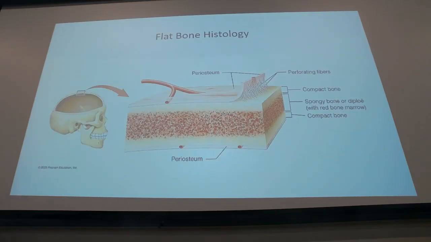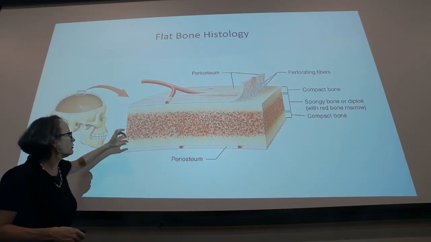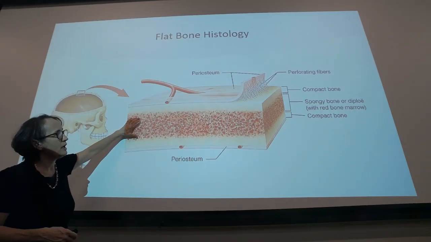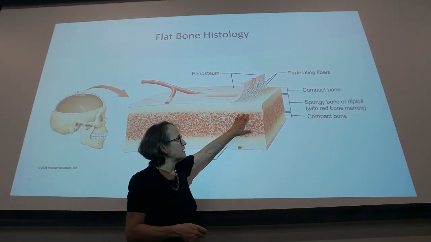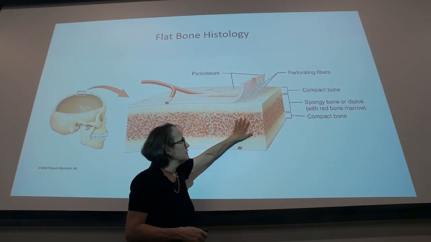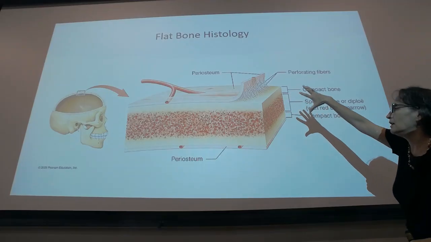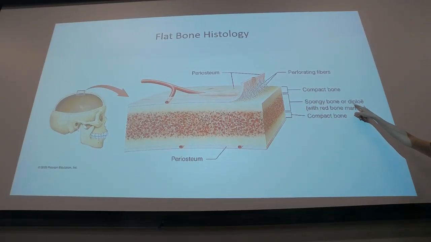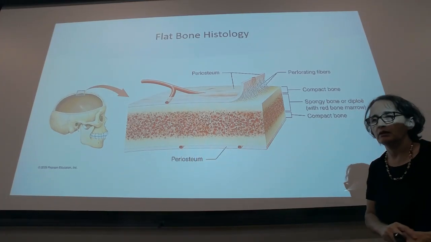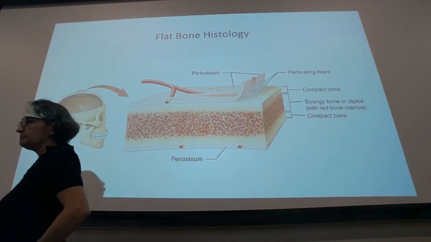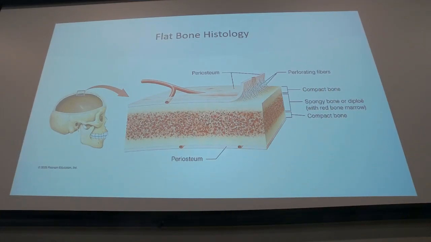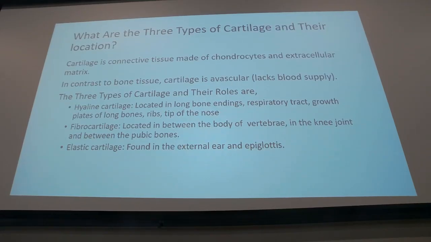For the histology of flat bones, it's a sandwich. You have two thin layers of compact bone that surround this middle layer, the sandwich part, of spongy bone. Spongy bone in flat bones is called the diploë, and it's even written with these little dots on top. Any questions?